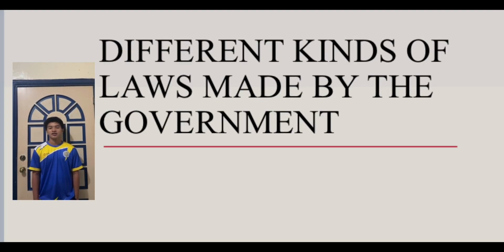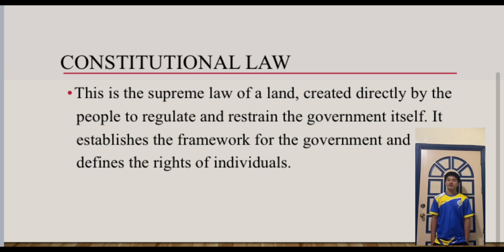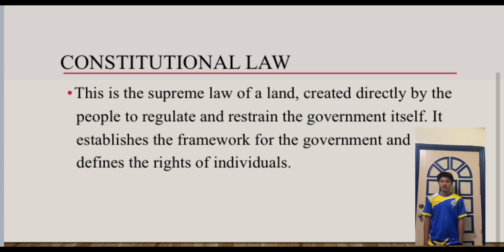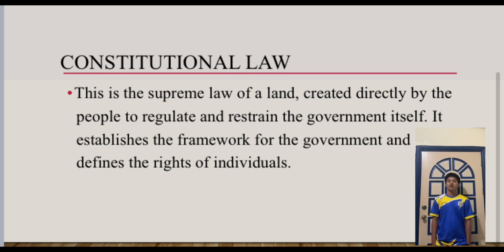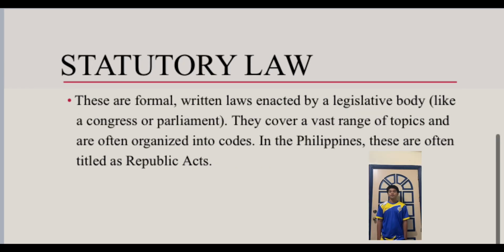And next, the different kinds of laws made by the government. And first is the constitutional law. This is the supreme law of a land created directly by the people to regulate and restrain the government itself. It established the framework for the government and defines the rights of individuals. It established the three branches, and the three branches are executive, legislative, and judiciary.